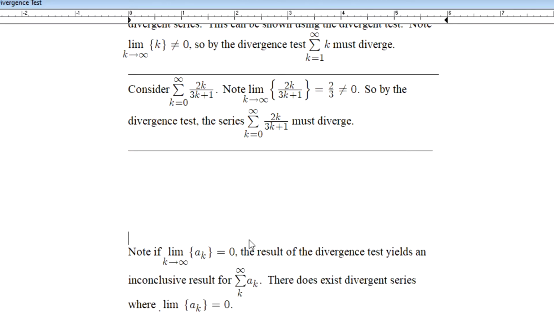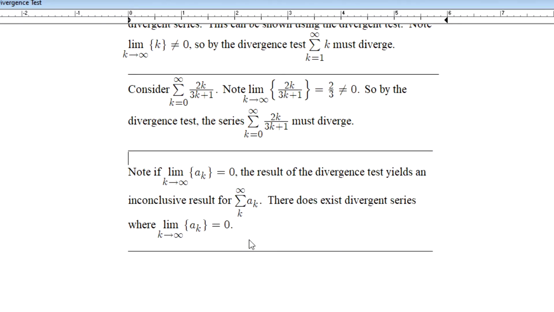Note, I do make this note, if the limit as k heads to infinity for a sub k equals 0, the result of the divergence test yields what we call an inconclusive result for the infinite series. There does not exist a divergent series, right? Or careful there, let me go back. There does exist divergent series where when you evaluate this limit, the limit as k heads to infinity for a sub k, it equals the value of 0.